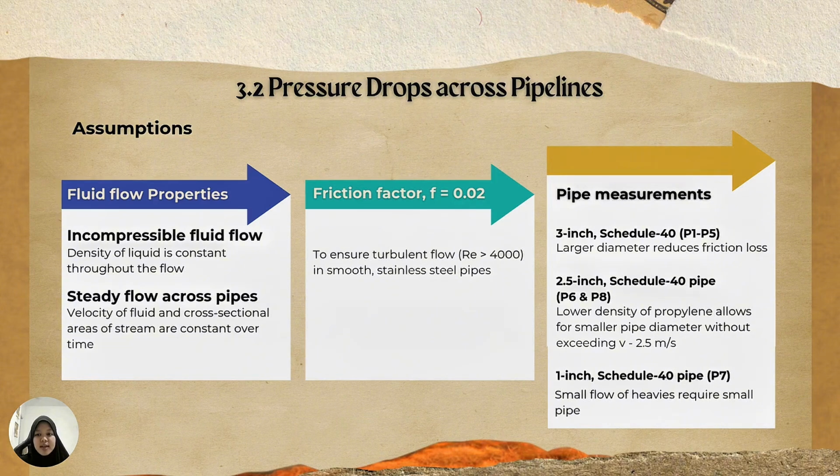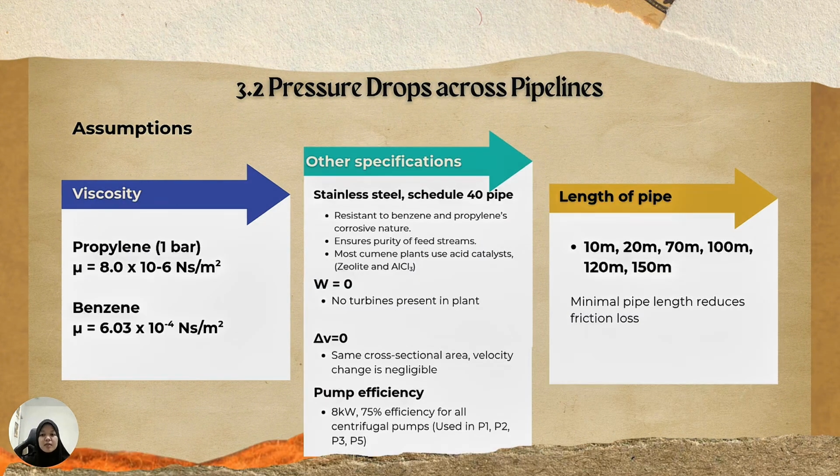For ease of calculation, several assumptions were made. The flow is steady and incompressible, and a friction factor of 0.02 is used for turbulent flow. Different pipe measurements were also made accordingly, varying from 1 inch to 3 inches, depending on flow rate and fluid properties to control velocity and minimize friction losses. The viscosity of propylene and benzene were also taken at 25 degrees Celsius. Besides that, all pipelines use stainless steel Schedule 40 pipes due to their corrosion resistance and mechanical strength.